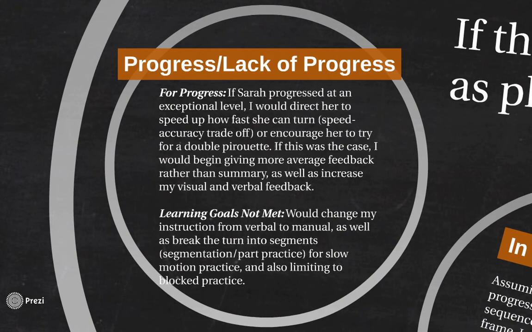I'm challenging her to see, yes, she's able to learn and master the concept of a single pirouette quickly, so can I challenge her and see if she can master the double pirouette as quickly, giving her something not only to work on, but also to strive for. And in that case, I would be giving more average feedback rather than summary, because if she's mastering that single pirouette, I don't have to sit her down and give her summary feedback from turn to turn if we're at the point that we're working on doubles.